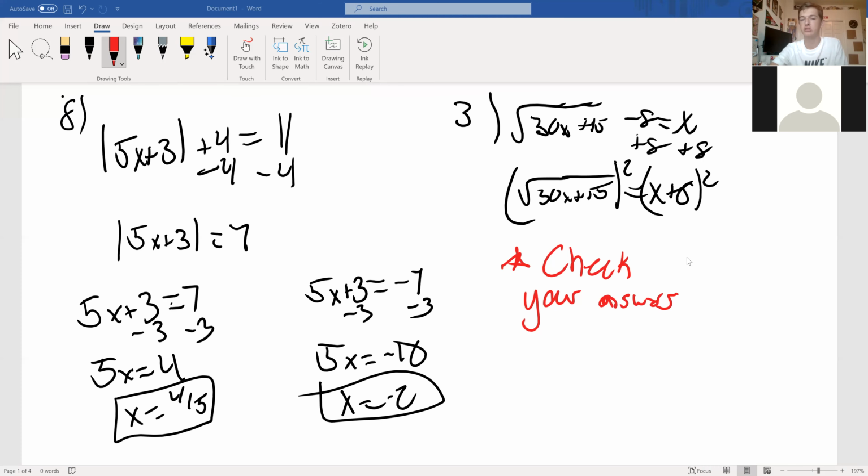But it's especially for these square root ones that you do have to. Because when you're squaring both sides, technically it could be like positive or negative. So that's where you sometimes get like the weird ones that you have to check. So I think that's the only problems that you have to, but that doesn't mean don't check your answers on your other ones.